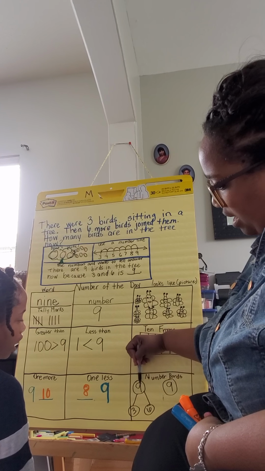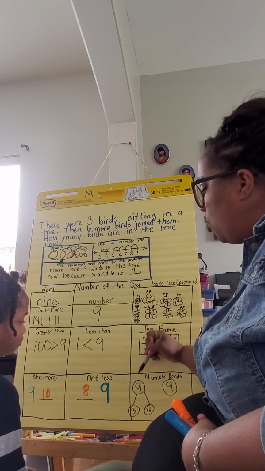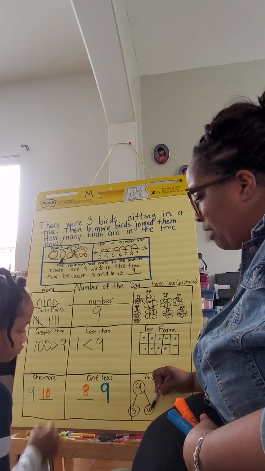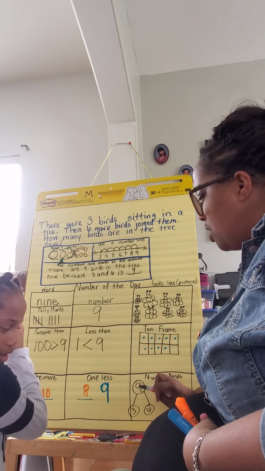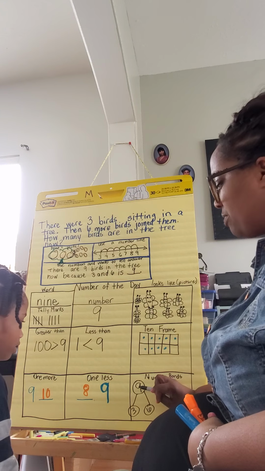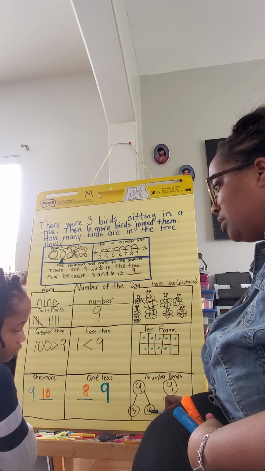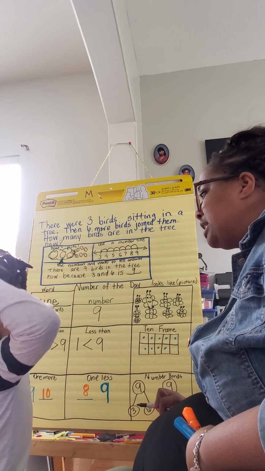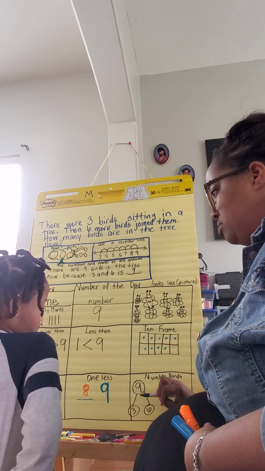What if we have 9 and I say 9 birds and 6 birds leave the tree? How many do we have left? 9 birds and 6 birds leave. How many do we have? 3. Good. And what if I say we have 9 birds and 3 birds leave the tree? How many do we have? 6. No, we have 6 remaining. 6 left. Hands down. Focus.